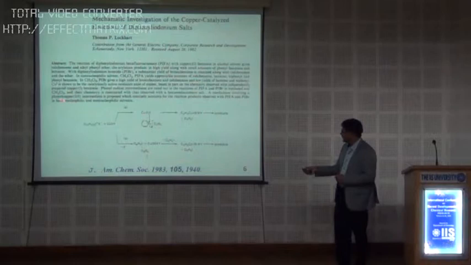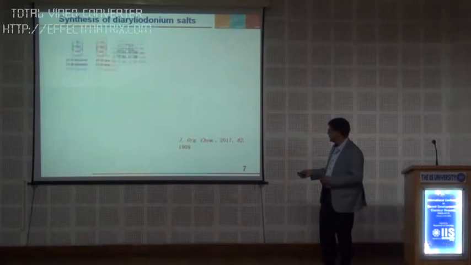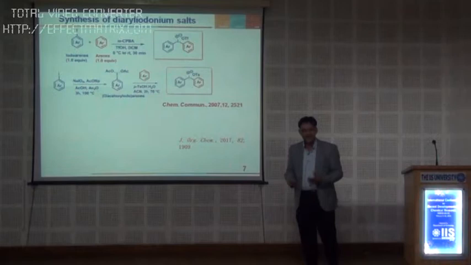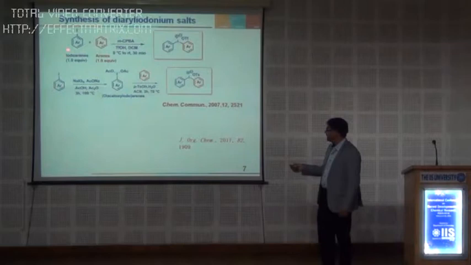So intermediacy of this was proposed, but during this time there were not many efficient methods available to make such compounds, so synthesis was a bit difficult. Therefore, in the last 5-7 years, much elegant chemistry has come up with interesting applications of such compounds, which can be made from arene and iodobenzene.